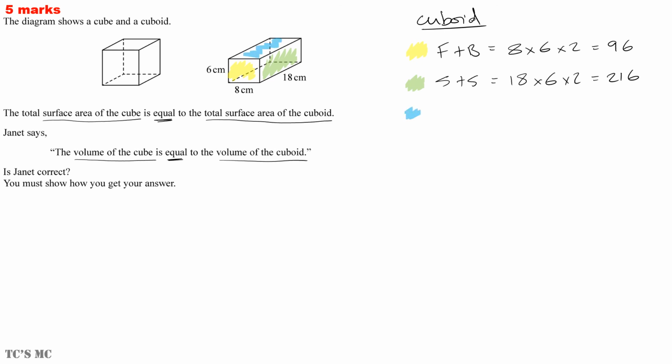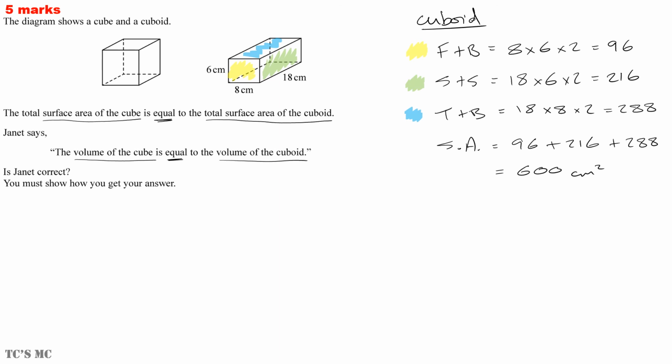The top face will be the same as the bottom face. So top and bottom, that is 18 multiplied by 8 multiplied by 2. That gives us 288. We now have 1 mark. The surface area is all of them added up. 96 add 216 add 288. That gives us 600 square centimeters. We now have 2 marks.